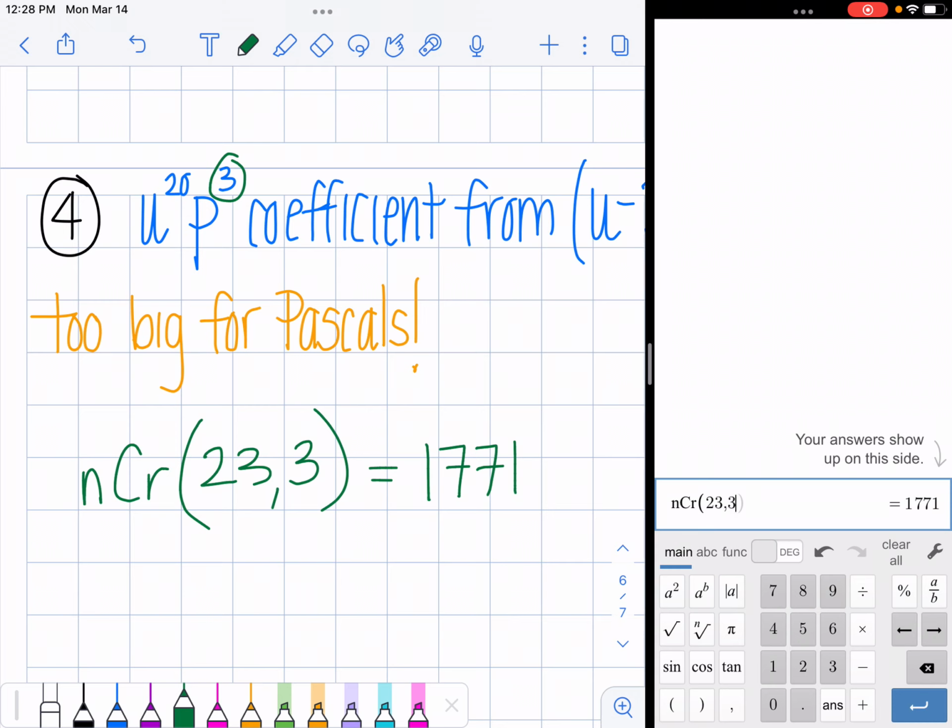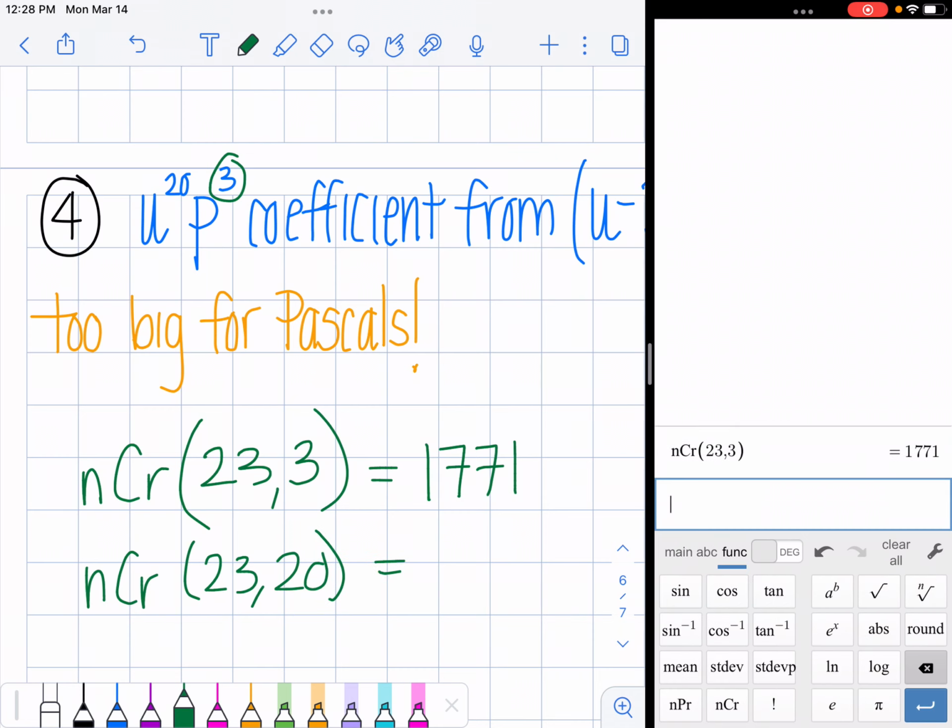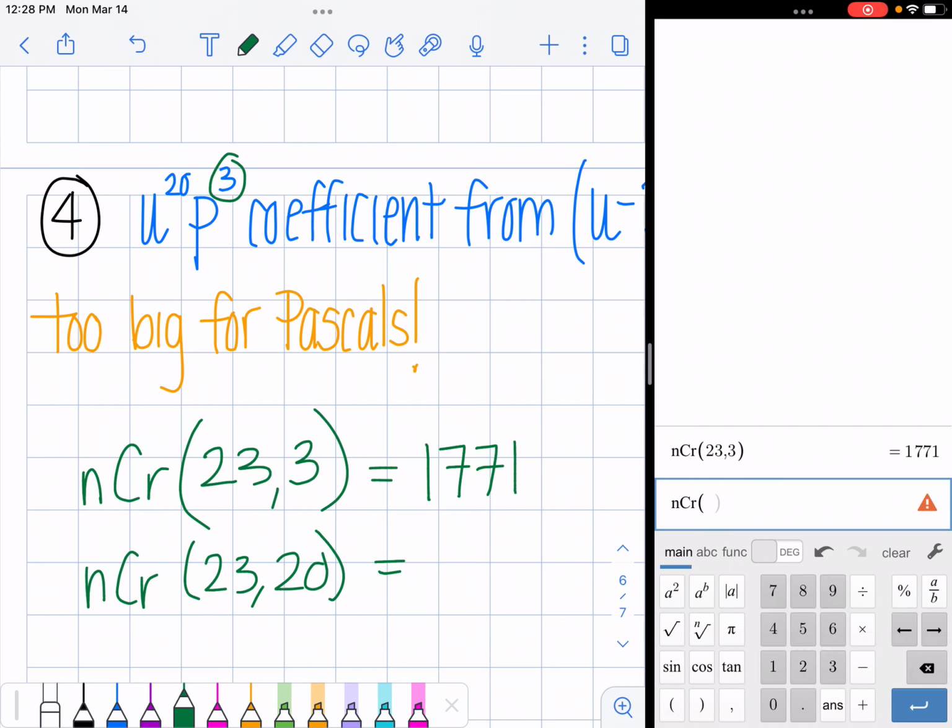Now, the nice part about it, because in Pascal's Triangle there is a pattern, and you can see that the numbers go up and then they go down exactly the same. Say you forgot and you said NCR and you did 23, choose 20. It gives you, just so you can see it, the same number, because it is symmetrical. So even if you forgot.